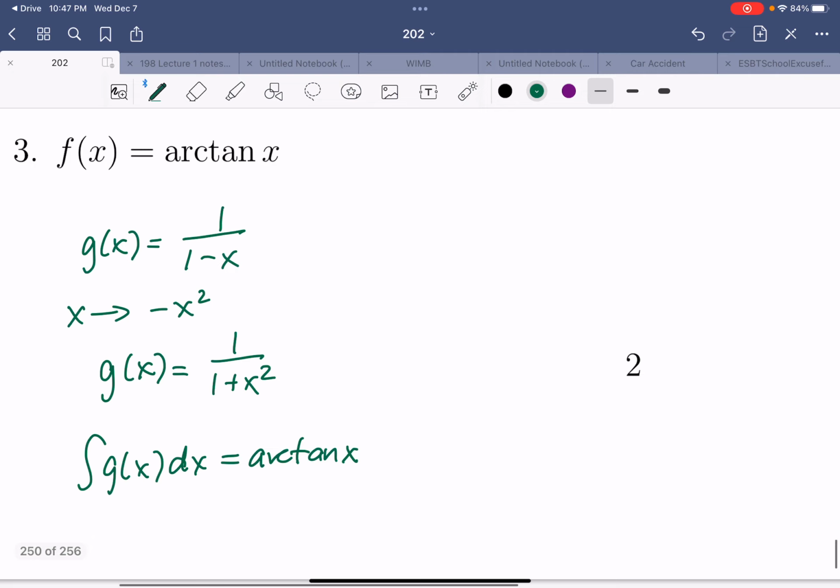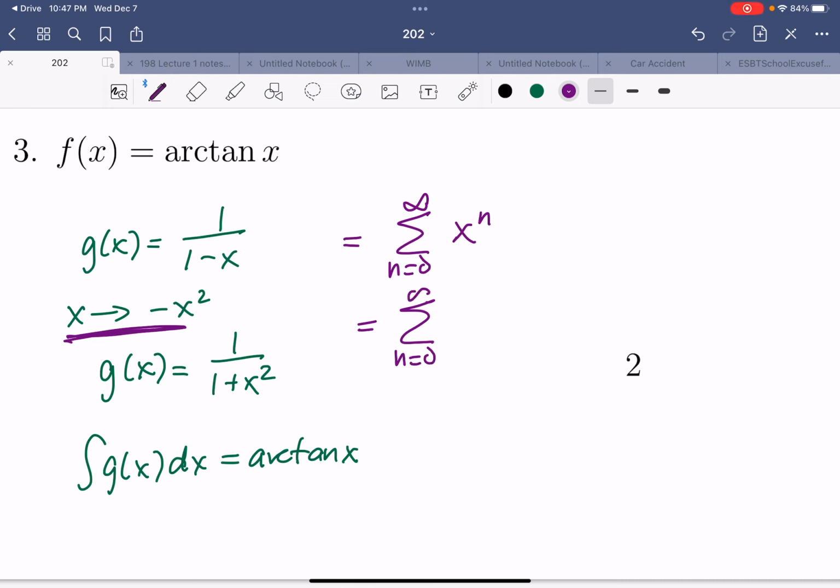Okay, so now if I do the same procedure with my series, I'll get my answer. So this one is n equals 0 to infinity of x to the n. And the first thing I want to do is change my x to negative x squared. So I'm going to make this n equals 0 to infinity of (negative x squared) to the n. And this is the same as the series n equals 0 to infinity, negative 1 to the n, x to the 2n. Right? Okay.